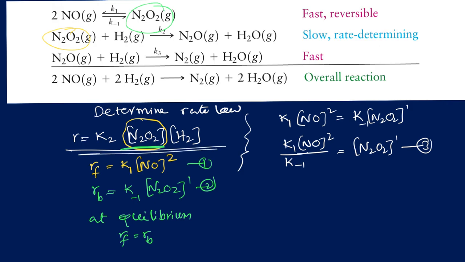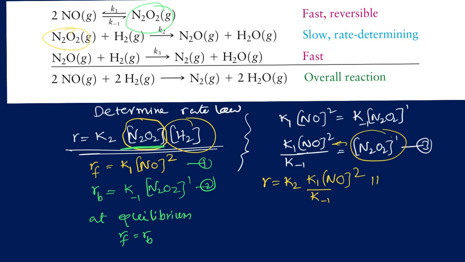Then what is here? Rate is equal to K2 N2O2 plus H2. We can substitute N2O2 with this one, that is K1 NO concentration power 2, denominator K minus 1. Therefore, R is equal to all these together.